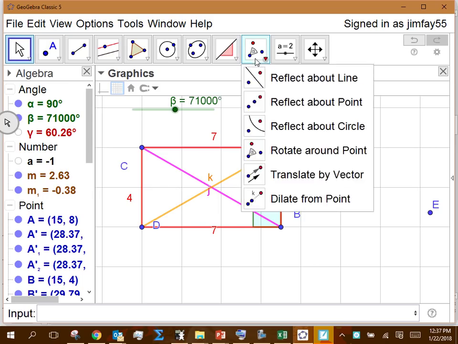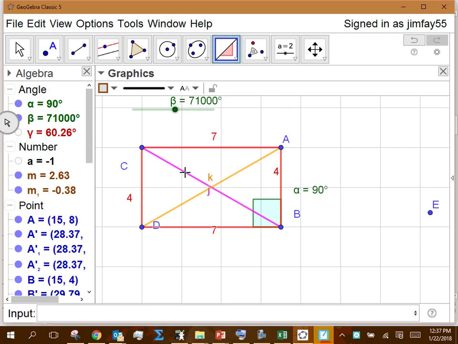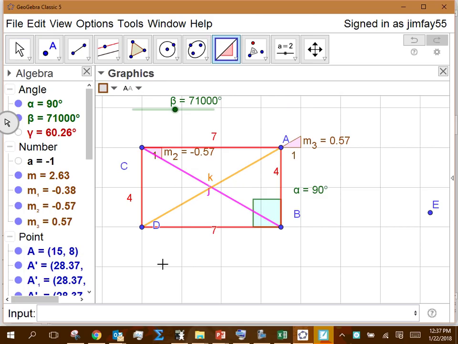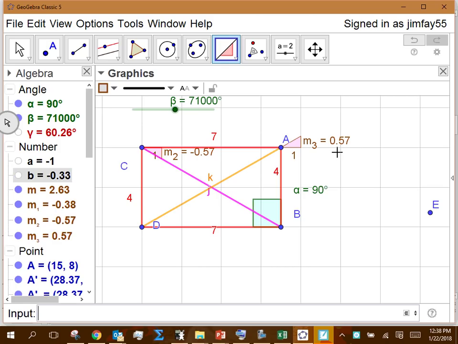It's a rectangle. If we look at the slopes of the diagonals for a rectangle, and I take M2 and multiply it by M3, the negative 0.57 number and the 0.57 number, and I get -1, they'd be perpendicular. But when I multiply those two numbers together, I don't get that number. So it tells me that these two diagonals are not perpendicular. For a rectangle, diagonals are not generally perpendicular.